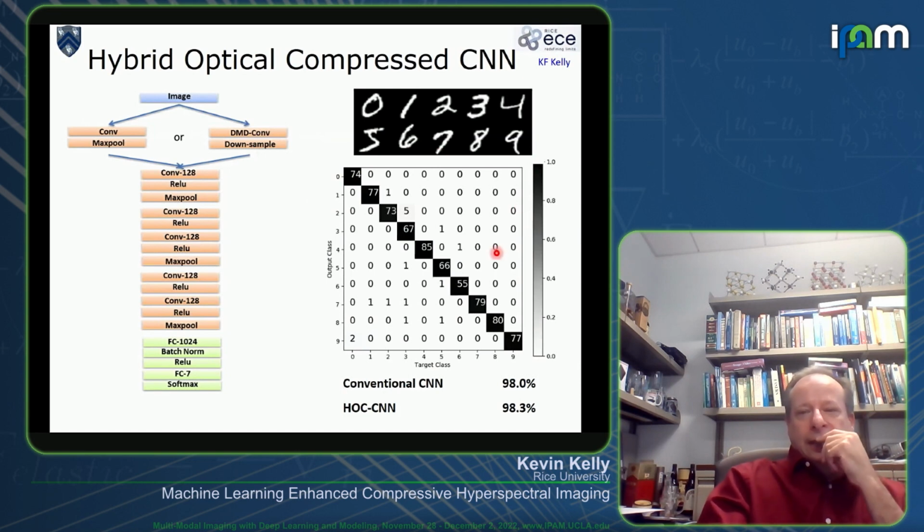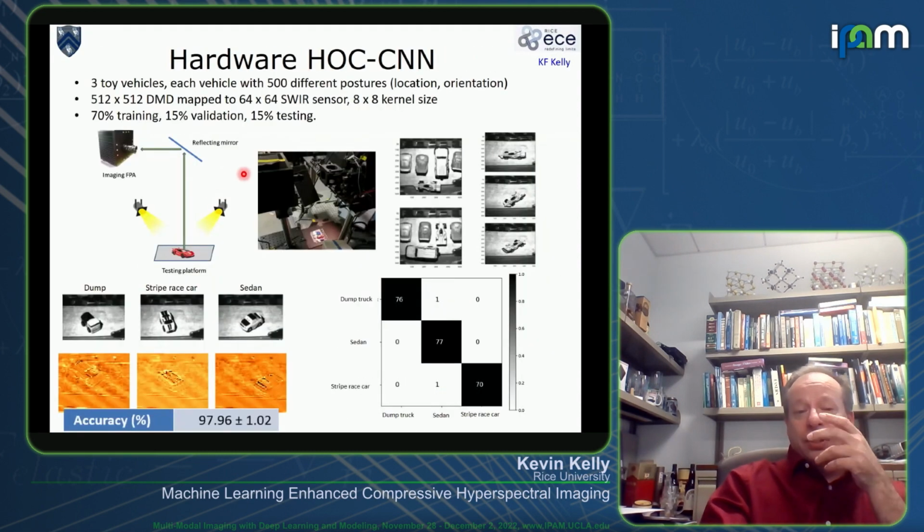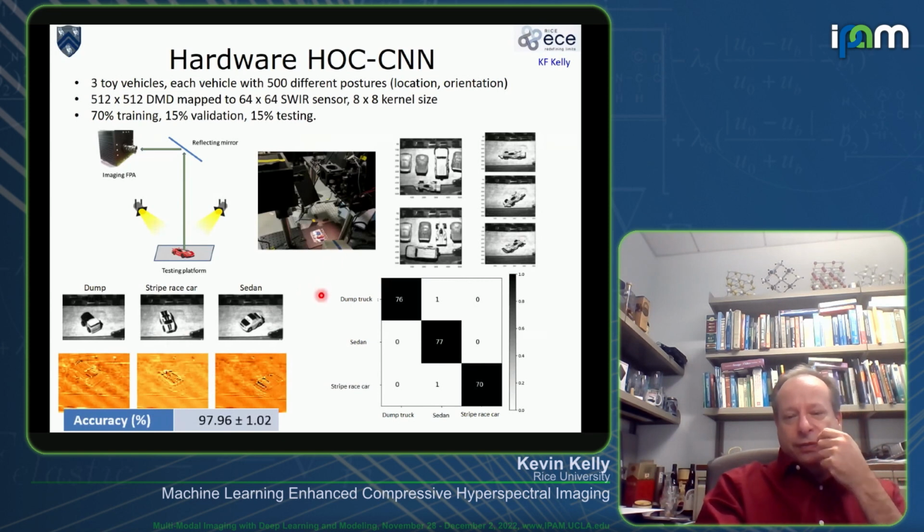But you can see in theory, it does a very good job on the MNIST stuff. And this is, again, just a theoretical model of replacing the first layer with the downsample instead of a max pool. And we had some test subjects, but this is real hardware. So we actually took toy cars for the Air Force, and we did classification on them, again, in the infrared with a 64 by 64 sensor, and got 98% accuracy with this system.